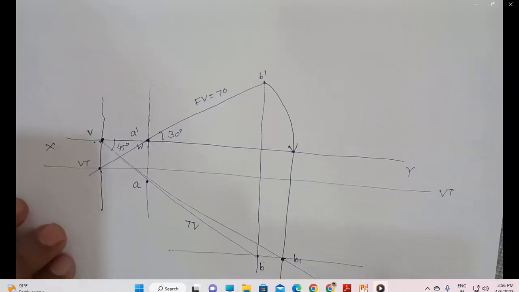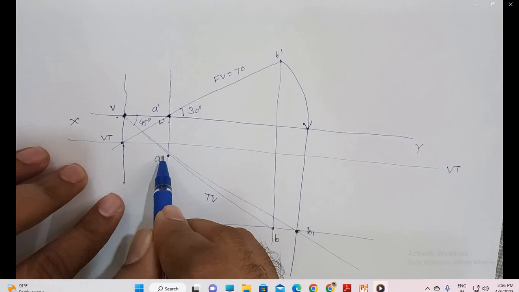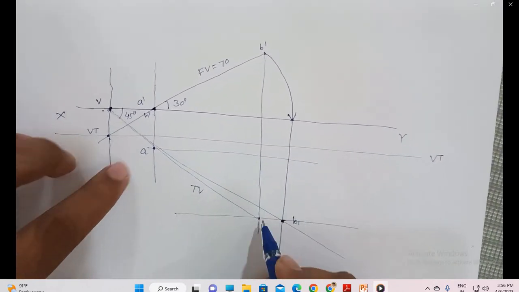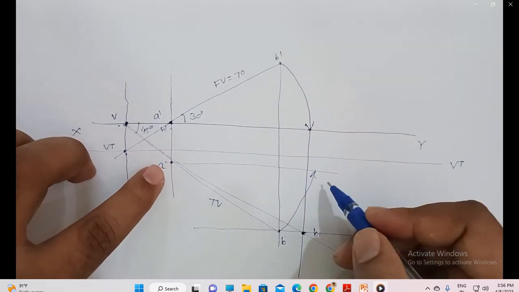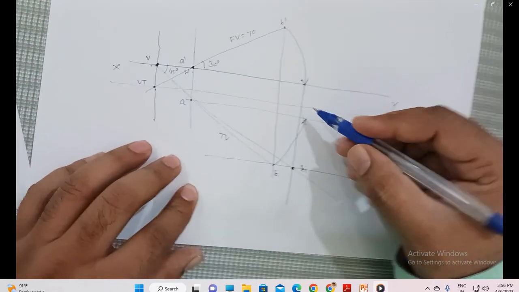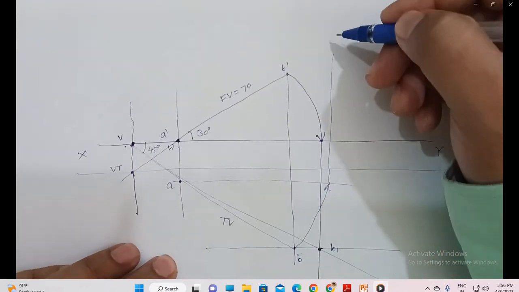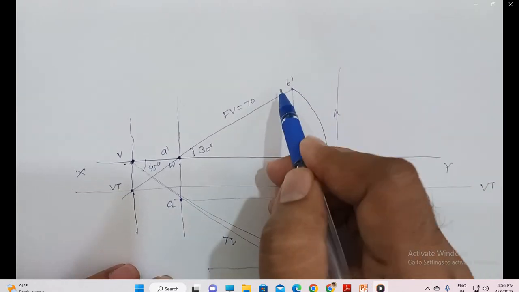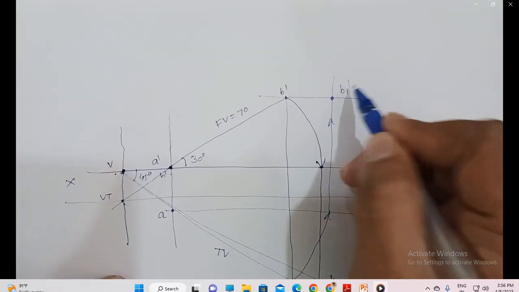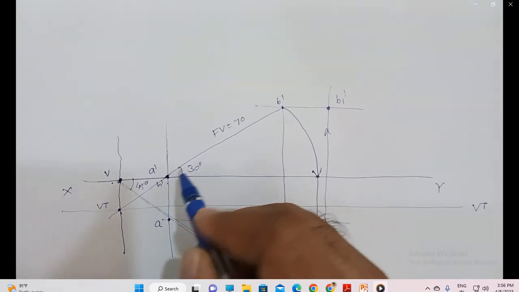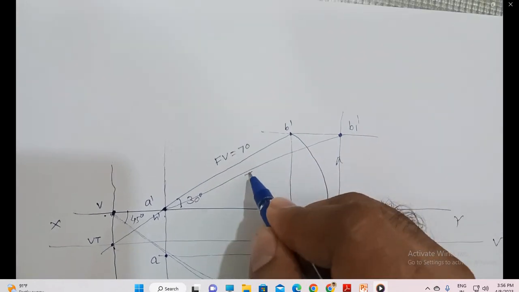Now we are going to draw the true length of the line, and for that purpose we draw the locus of A, rotating the top view. This is the rotation of the top view, and we extend it to meet the locus of B dash. Here you will get the point B1 dash. Joining A dash and B1 dash, we get the true length.